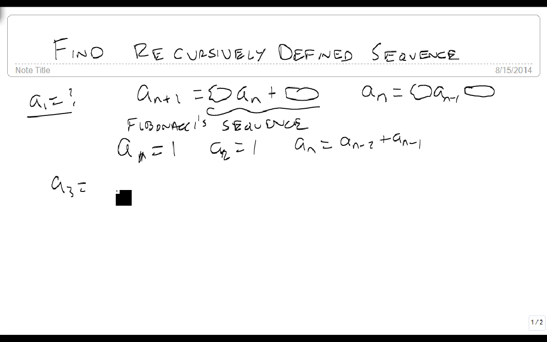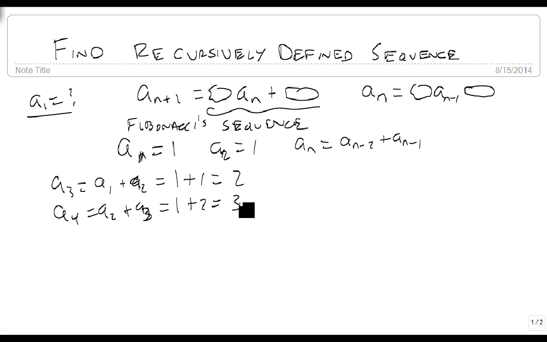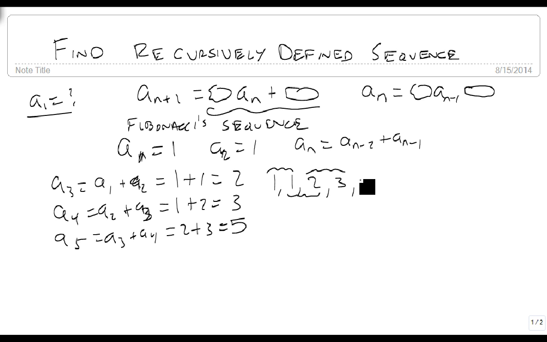So for instance, a_3 is a_1 plus a_2, which is 1 plus 1, or 2. a_4 is a_2 plus a_3, which is 1 plus 2, which is 3. a_5 is a_3 plus a_4, which is 2 plus 3, which is 5, and so on. In fact, it's really easy to do the Fibonacci sequence by listing these 1, 1, just add these together to get the next one, add these together to get the next one, and we just keep adding them in pairs for as far as we need to go.